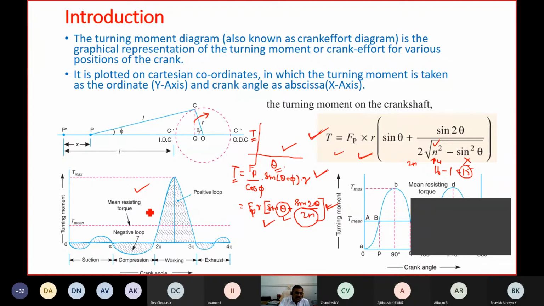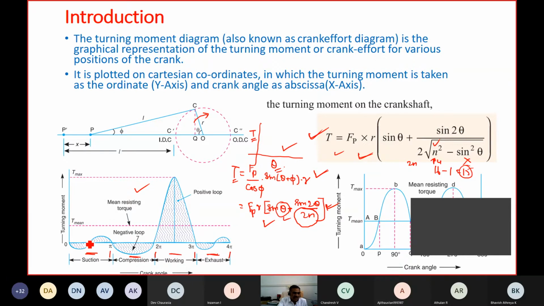a 4-stroke engine. In the 4-stroke engine there will be 4 strokes. The first stroke is the suction stroke. Next is the compression stroke. Then the power stroke or working stroke. Finally, we have the exhaust stroke. Each will happen in 180 degrees, so pi, 2 pi, 3 pi, and 4 pi. So there are 2 rotations, 4 strokes.